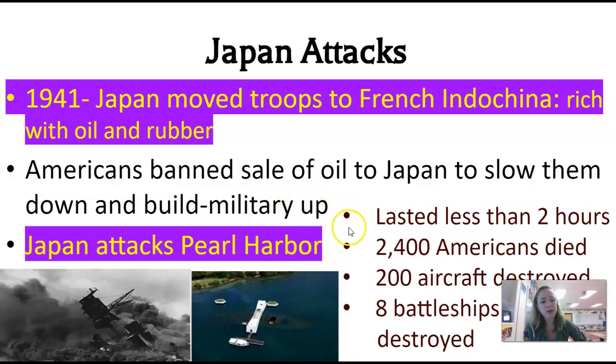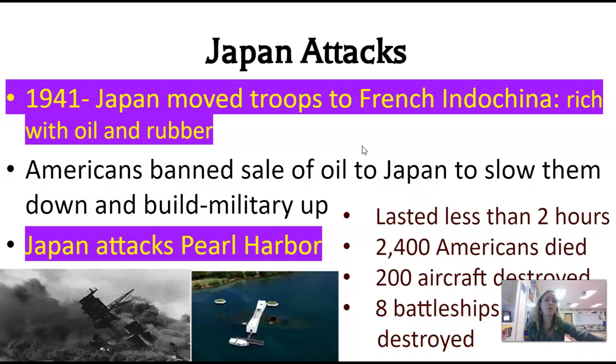On the morning of December 7th, 1941, around 8 a.m., about 300 miles north of Oahu in the island chain of Hawaii, they take off with multiple aircraft and bomb Pearl Harbor. They torpedo our ships and bomb them. It comes in 2 waves. It lasts less than 2 hours, but the results are pretty devastating. We lose 2,400 soldiers, 200 American aircraft are destroyed, and 8 battleships are sunk or destroyed.